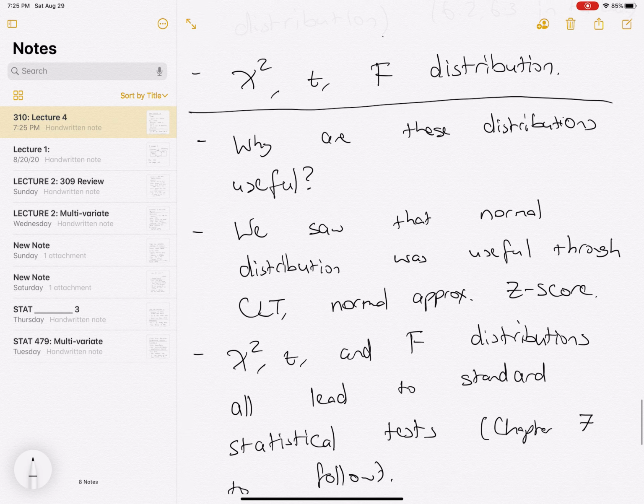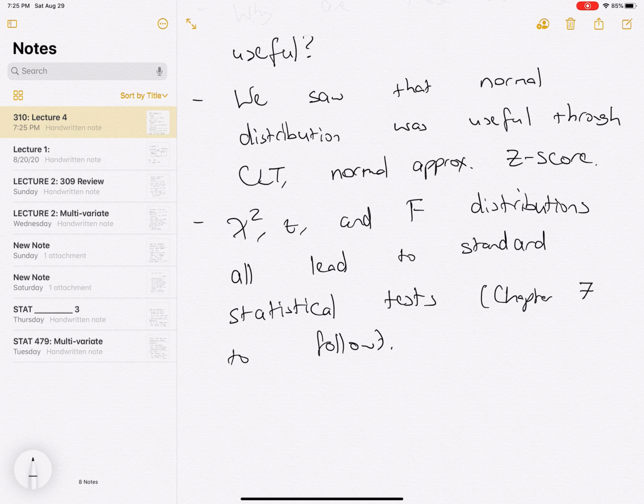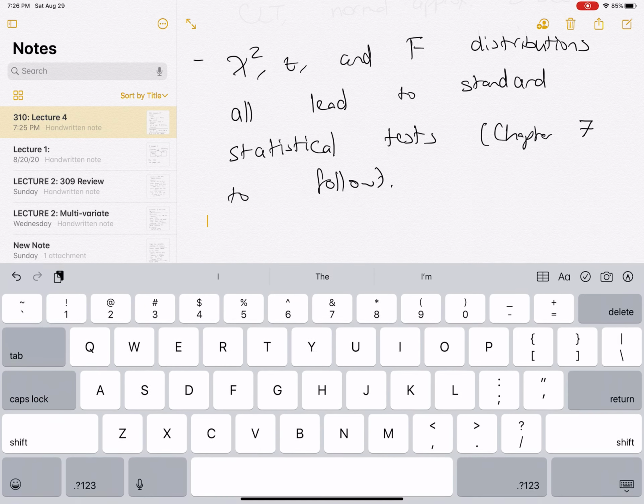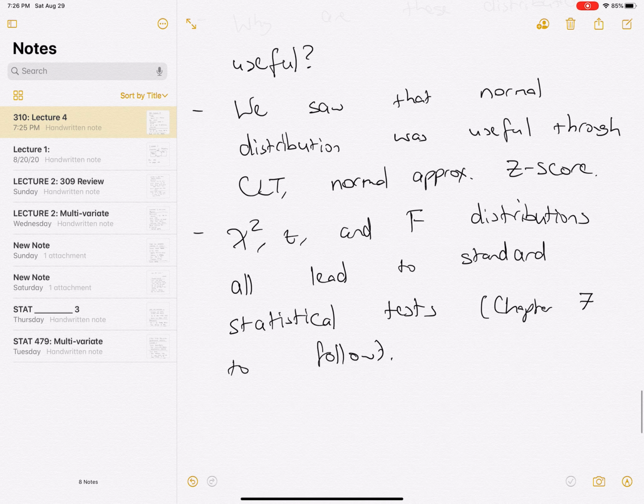Okay, and so, why are these distributions useful in statistics? All we're going to do today is to just learn the distributions, but I'm just giving you a bit of a heads up as to why they'll be useful. We'll see that more clearly in chapter 7 and to follow. It's a bit related to why the normal distribution is useful. We saw that the normal distribution was useful basically through the CLT. So when you want to test how close the sample mean is to the population mean for sample size n, we use the CLT, the normal approximation, and then the z-score.